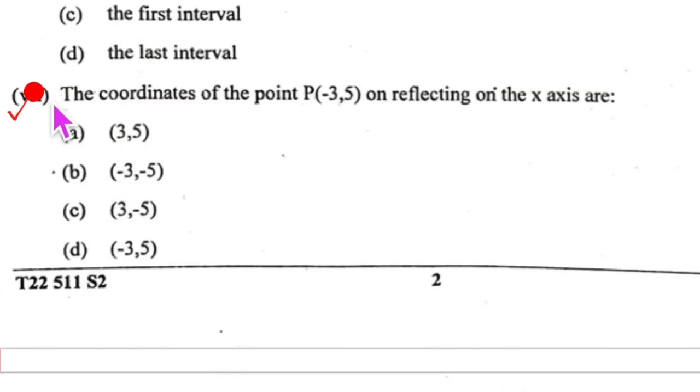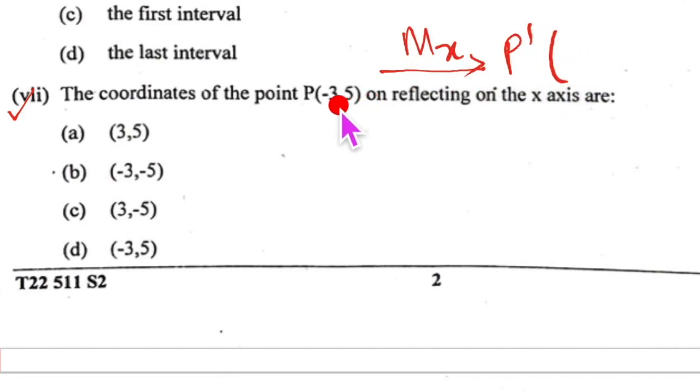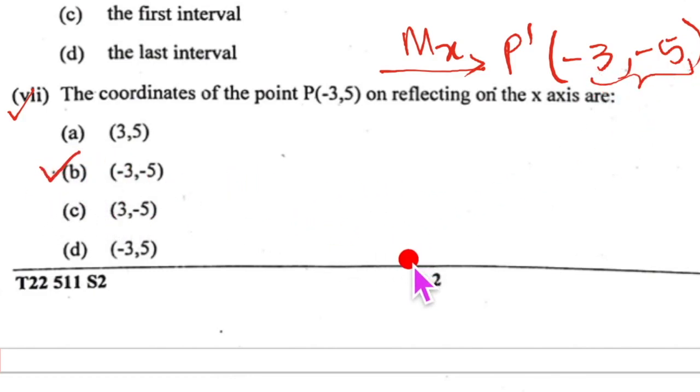Let us look at our seventh one. Coordinates of point P (-3, 5) on reflecting in x-axis. Now when it is reflected, it will become, let us say, P dash, and this x remains the same and y will change the sign. So where is (-3, -5)? Here. So the option is B.